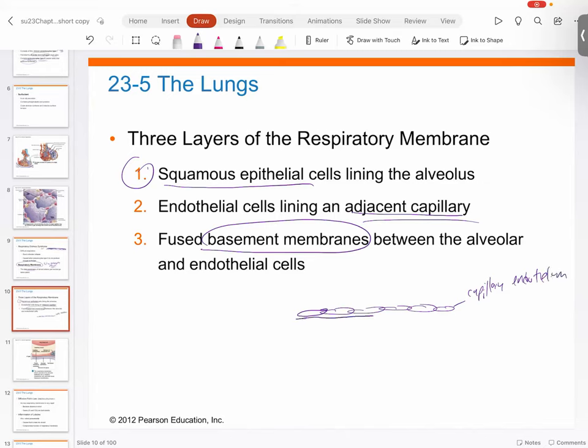And then here's the basement membrane of the capillary. And now here's the basement membrane fused together of the alveolus. And then the simple squamous epithelium of the alveolus.